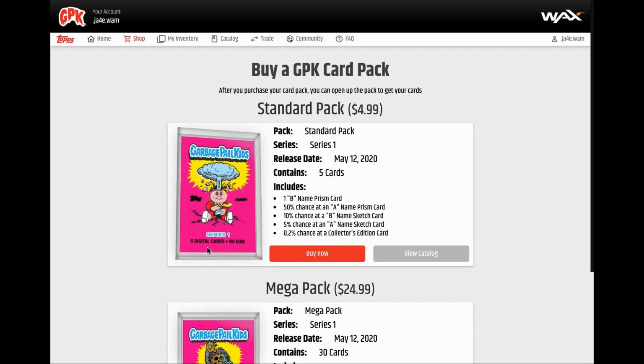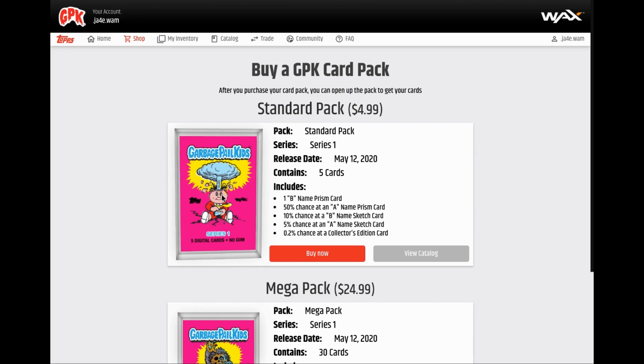You can see in these digital versions, it says 5 digital cards, no gum, because that was the thing that kids would buy. I think it was 25 cents, and you would get some chewing gum and also some cards. They were wacky designs, and some quite famous artists were involved. They're a bit grotesque, but fun humour, and they've gone on ever since, for a couple of decades. The cards are not super expensive.